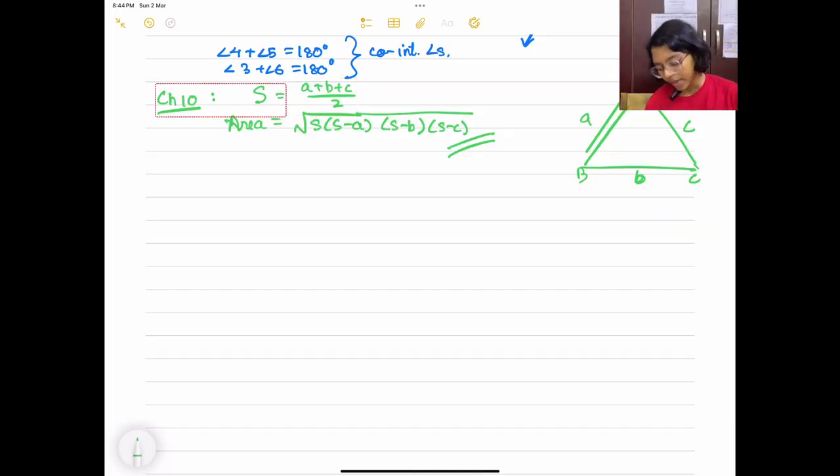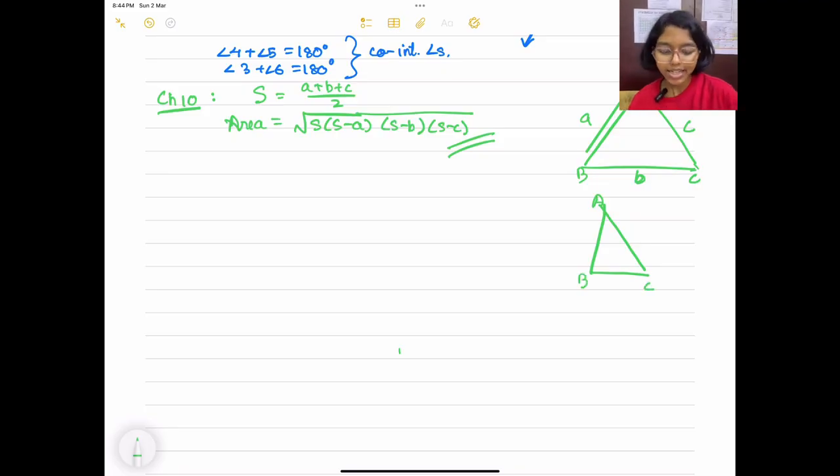Now, in case it's a right angle triangle, our favorite formula we've been using since grade 7, I guess, this is the formula we use for a right angle triangle.